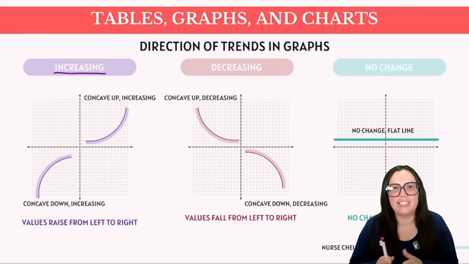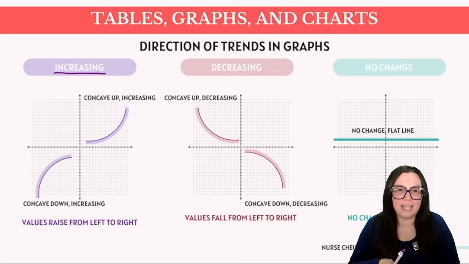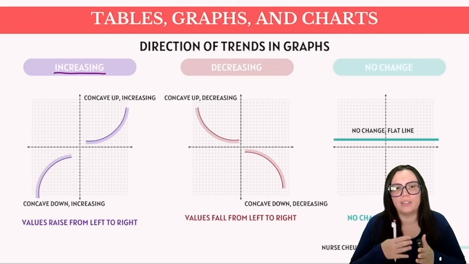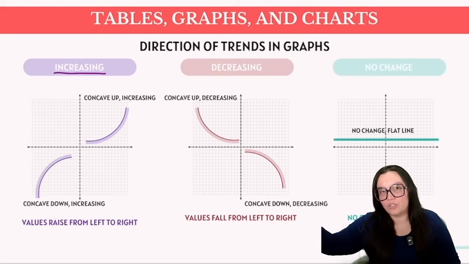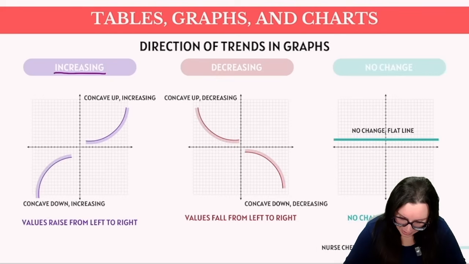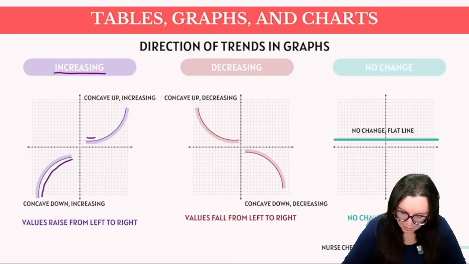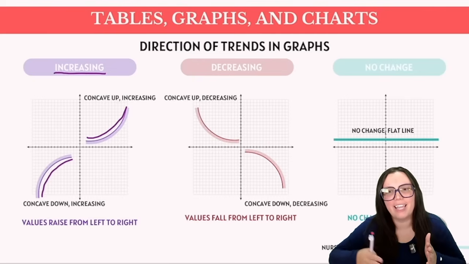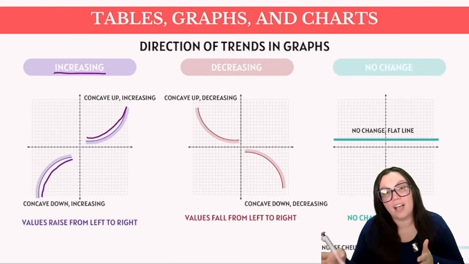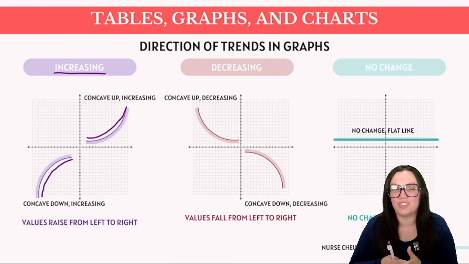Graphs with increasing trends show values that rise as you move from left to right. As you can see from our two different examples, if you look at the starting point on the left, you can see that each line increases in value as we start moving to the right. So we start moving up in value, and again on this example we also move up in our value. So we're going to get a concave up or concave down increasing kind of distribution.